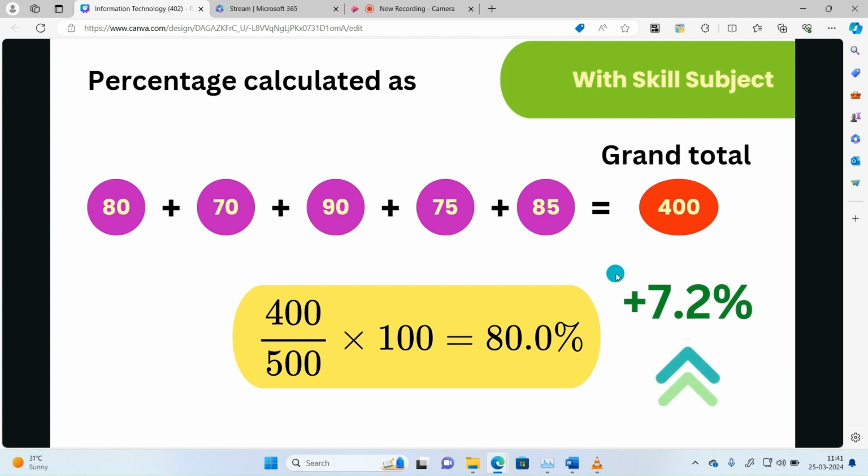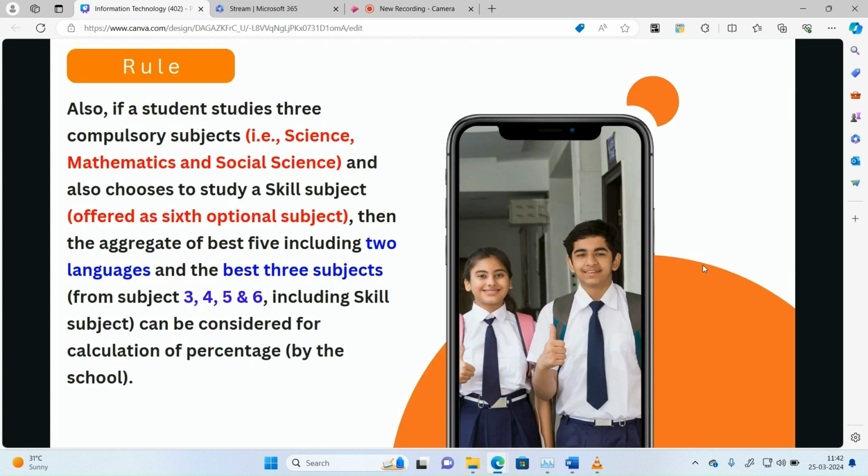So this is the rule, and this rule has been explained over here. This particular rule I have already converted into the previous animations which you just saw. Here I have just specified the rule as per the CBSE's website.